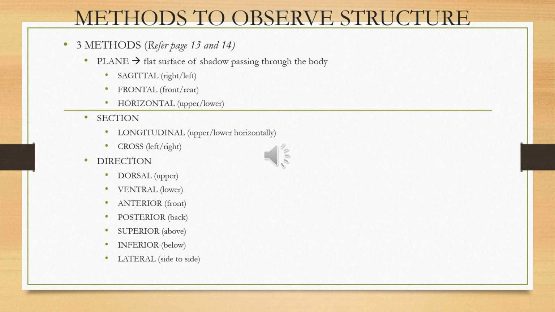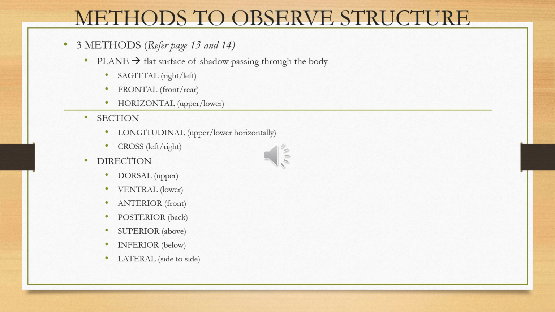You must memorize. Second type, section. This one has only two types, and we are quite familiar with this part. We have two types: longitudinal section and cross section. Longitudinal section is upper and lower but horizontally. In Malay it is keratan memanjang. And then cross section, it's left and right.